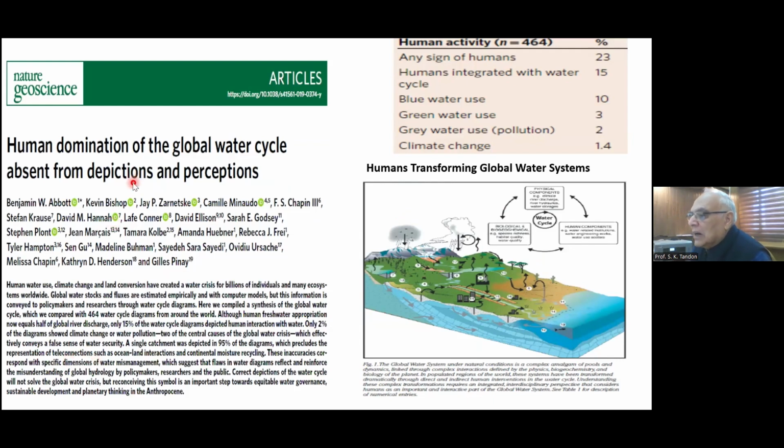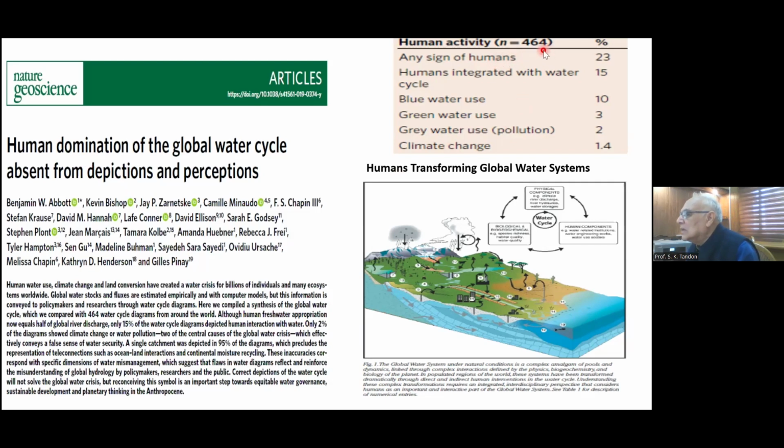millennia, starting with the settlements and agriculture, the human domination. You see this again in a Science paper, which says human domination of the global water cycle is absent from depictions and perceptions. We have gone and actually impacted all these systems in a major way. Yet, when we talk about the global water cycle, we do not worry about it.